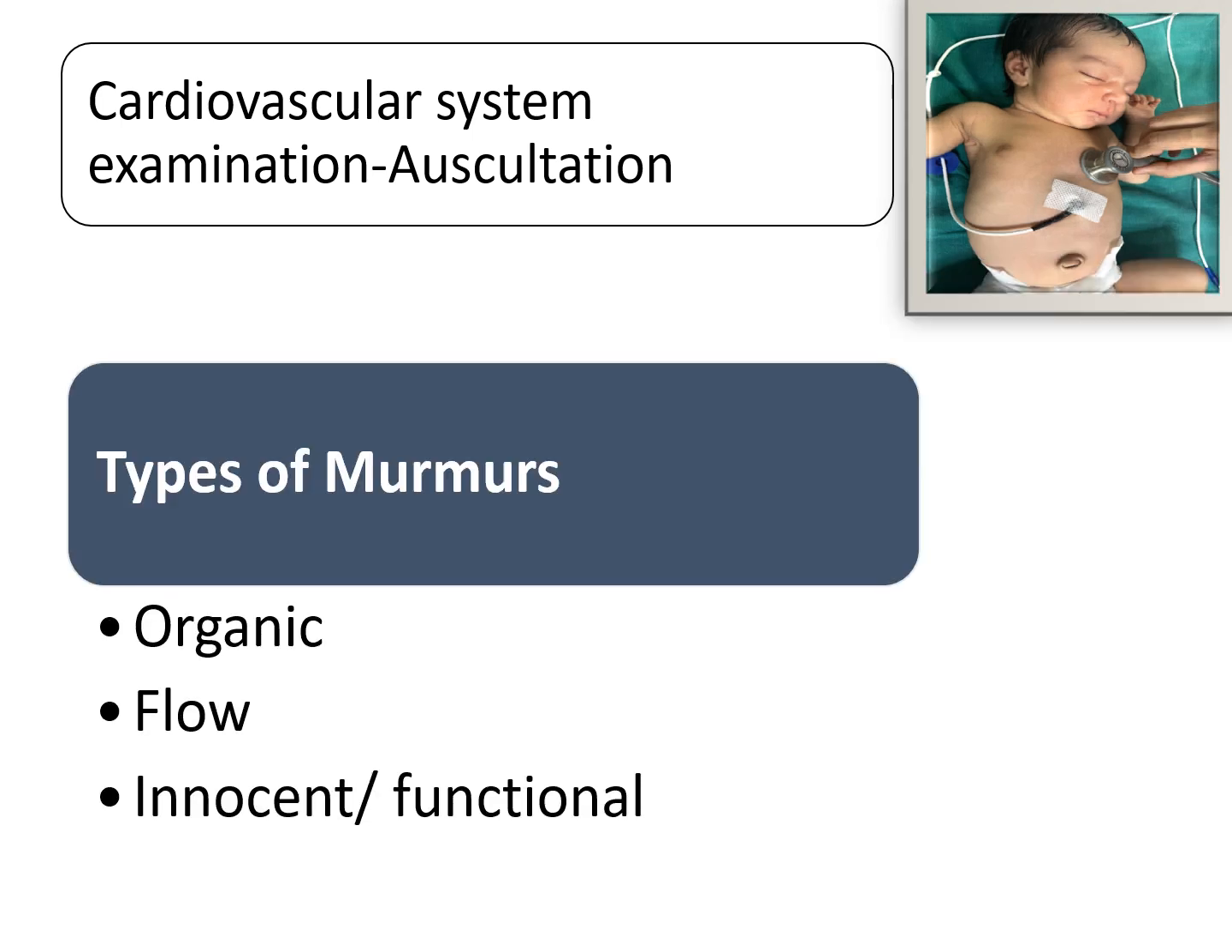After the heart sounds, we should also auscultate for any murmur. A murmur is caused by normal flow through an abnormal valve or abnormal flow through a normal valve. A murmur can be organic, a flow murmur, or an innocent or functional murmur.